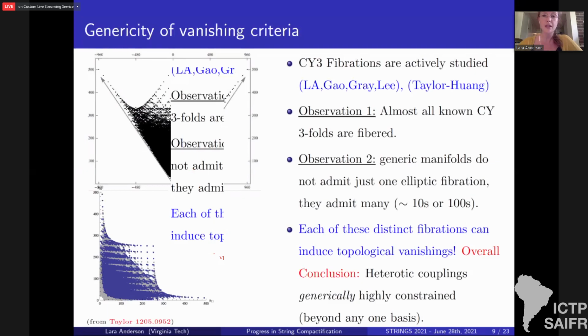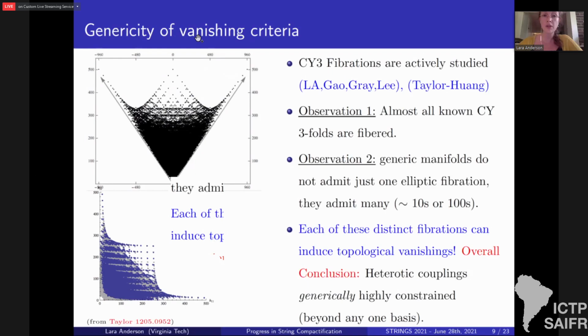Observation number 2 is that if you pick such a generic manifold, in general, we have found from many data sets, they do not admit just one elliptic fibration, they can admit many, order tens, hundreds, thousands, or in one case, actually an infinite number of distinct fibrations. Each of these distinct fibrations can induce topological vanishings of the type I'm mentioning, and the overall conclusion is that in any given description, you are going to have many, many constraints on the couplings. This is going to be extremely restrictive in general, probably too restrictive. So the sort of generic situation is that you will force nearly all of your couplings to be 0.